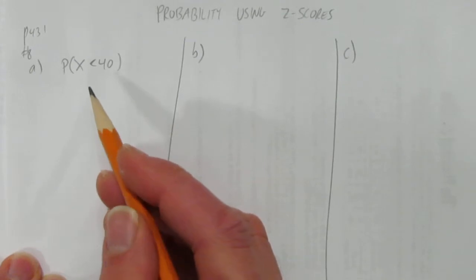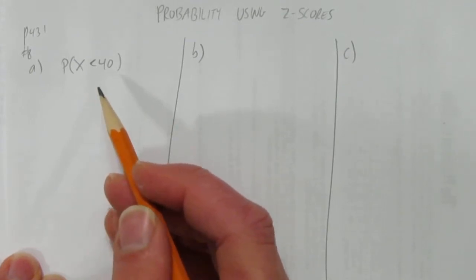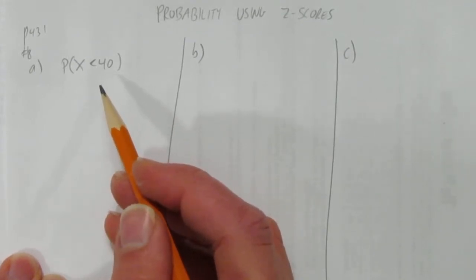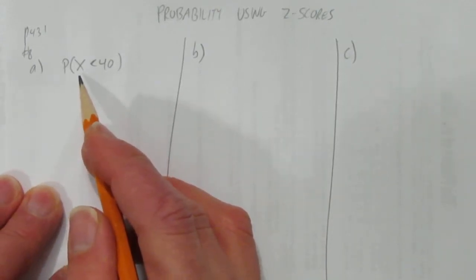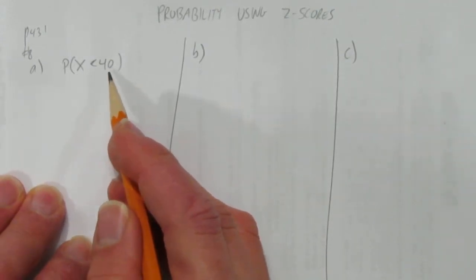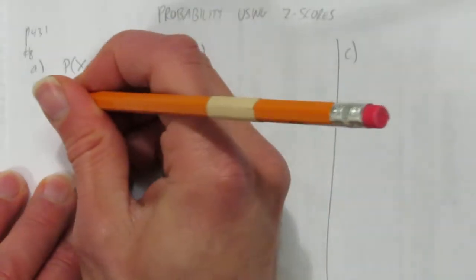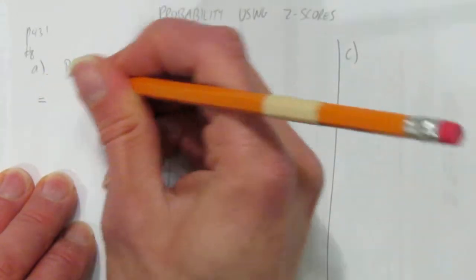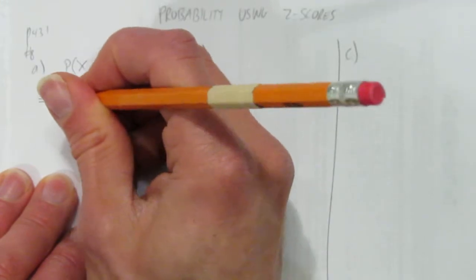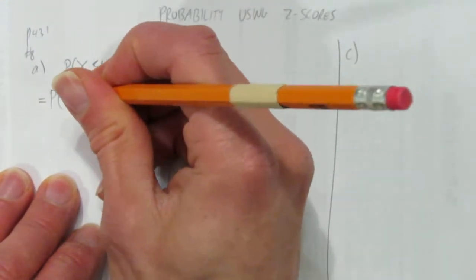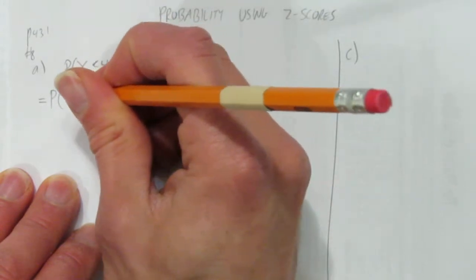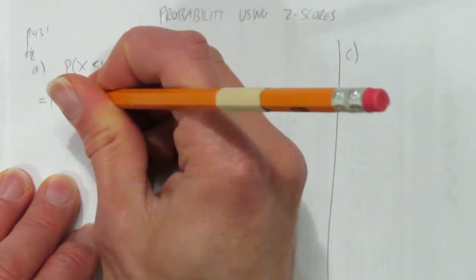Question A says, in what percent of the games will fewer than 40% of shots on goal score? So what we're looking for is the probability that X is less than 40, or 40%. The way we use z-scores is we convert this variable to the base normal distribution function by taking that value, subtracting the mean, and dividing by sigma.